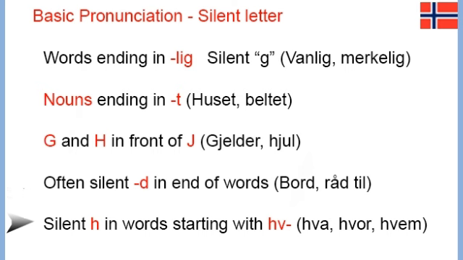Finally, the silent H in words starting with HV. You will meet this a lot because the Norwegian question words start with HV. That's the equivalent of the English WH. So these words would be pronounced: va, vor, vem, which mean what, where, and who. Va, vor, vem.